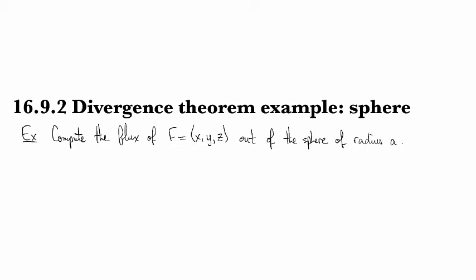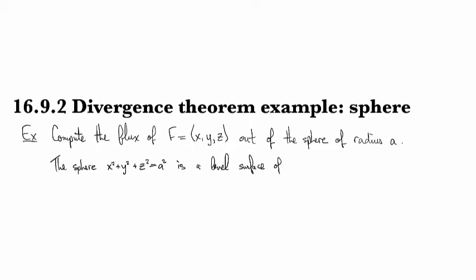For our first example, we're going to compute the flux of the vector field x, y, z out of a sphere of radius a. And so here the "out of" indicates that we're using the standard positive orientation with the outward normal. Okay, so let's see. The sphere with this radius, so x squared plus y squared plus z squared equals a squared, is a level surface of the function g given by x squared plus y squared plus z squared.